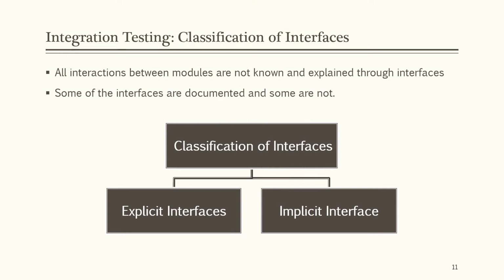All interactions between modules are not known and explained through interfaces. Some of the interfaces are documented and some are not. Classification of interfaces. According to this concept, there are two classifications of interfaces: explicit interfaces and implicit interfaces. Explicit interfaces are documented interfaces. Implicit interfaces are known internally to software engineers but are not documented.